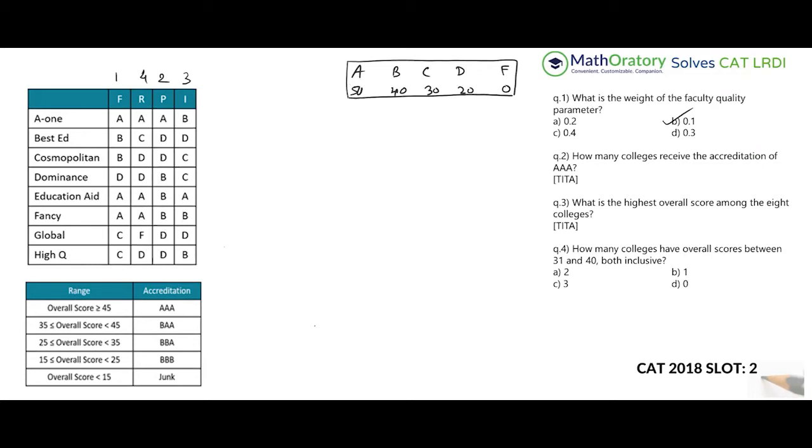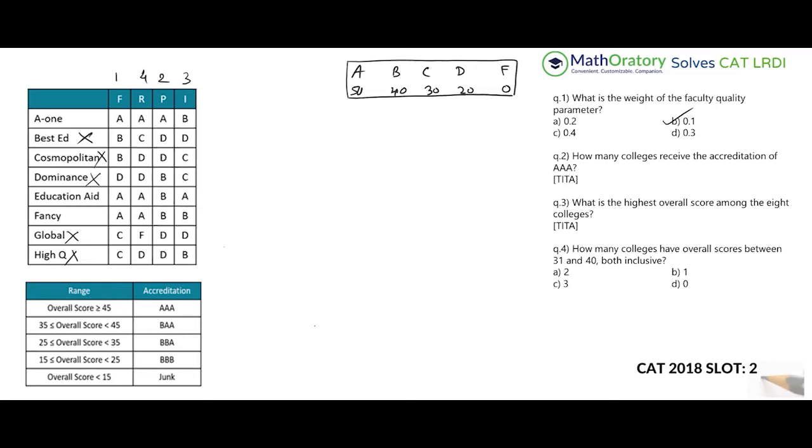I mean, only with the combination of 40, 30, 20, and 0, this very basic idea of averages. By combining 40, 30, 20, and zeros, you cannot make a 45 as the final weighted average, right? So in this case, we need some A's. So what I'm going to do is strike out those colleges which do not have an A anywhere. So Bested is ruled out. Cosmopolitan is out. Dominance is out. Global is out, and HiQ is out. So these are definitely out, right?